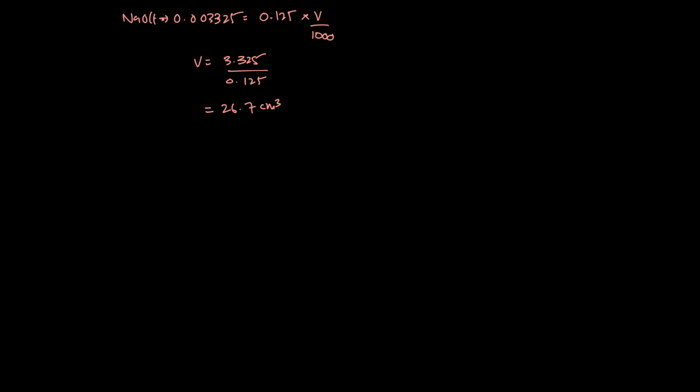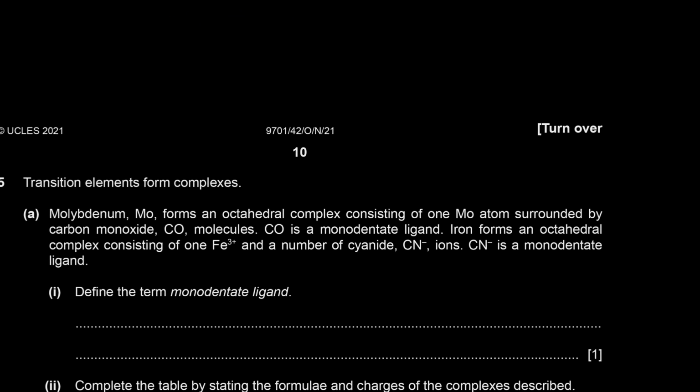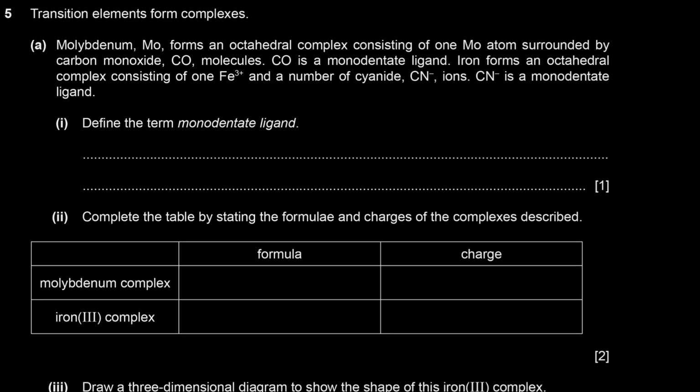Next question that we have is question number 5. Transition elements form complexes. Molybdenum forms an octahedral complex consisting of one Mo atom surrounded by carbon monoxide molecules. CO is a monodentate ligand. Iron forms an octahedral complex consisting of one Fe3+ and a number of cyanide or CN- ions. And again, CN- is a monodentate ligand. Define the term monodentate ligand.